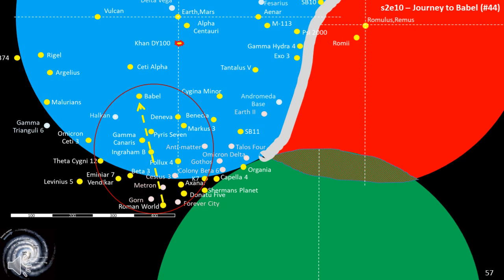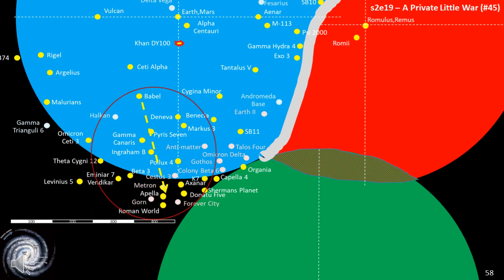In Journey to Babel, we journey to Babel. This must be well within Federation territory. I have no idea where, so I've selected this spot because it's kind of close to the Vulcans, which is probably where the Andorans and Tellarites and all these other races will probably assemble. In A Private Little War, we once again head down to the Klingon border to meet those delightful folks.